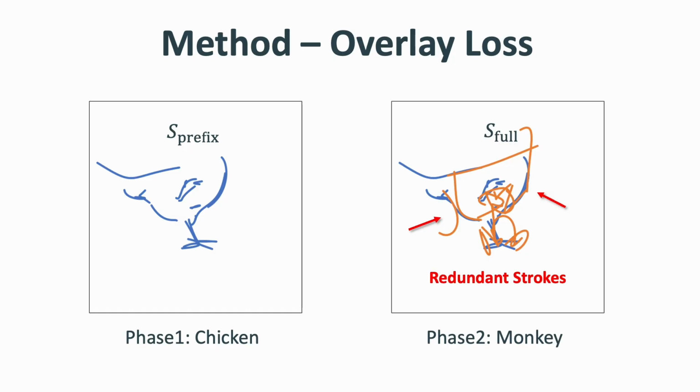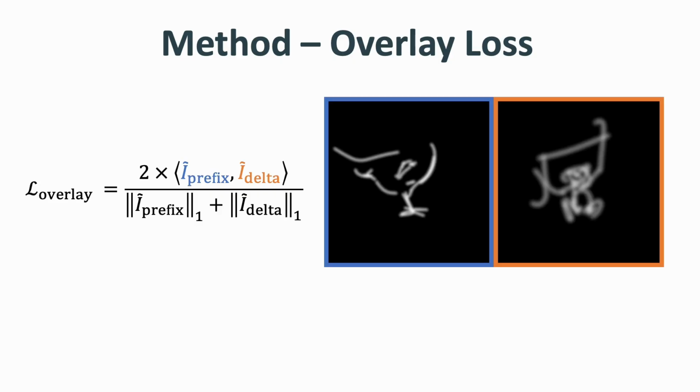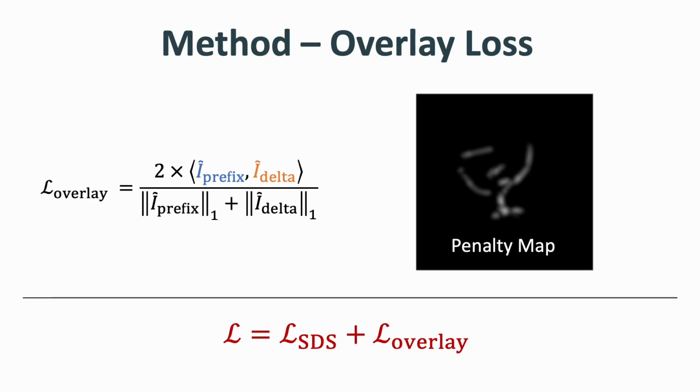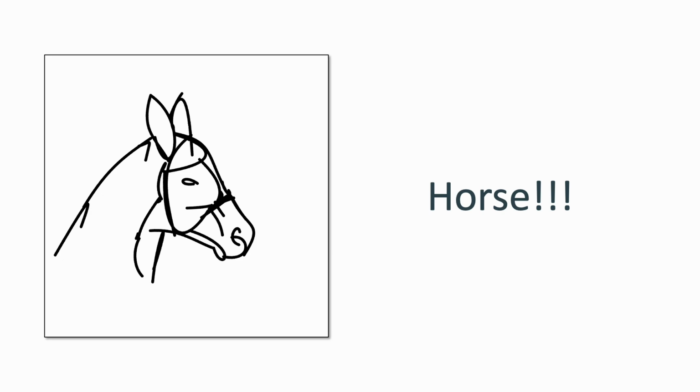However, with this working, we ran into a new problem. Sometimes the orange strokes just cover up the blue ones. And when that happens, the sketch gets messy and the blue strokes never really get the chance to improve. So to fix that, we add an overlap loss. We simply blur the two stroke groups and penalize where they overlap. And the final objective becomes the SDS loss plus the overlap loss. And with this pipeline, we get a nice clean illusion like this. It starts as a rabbit, and once the orange strokes come in, it becomes a horse.